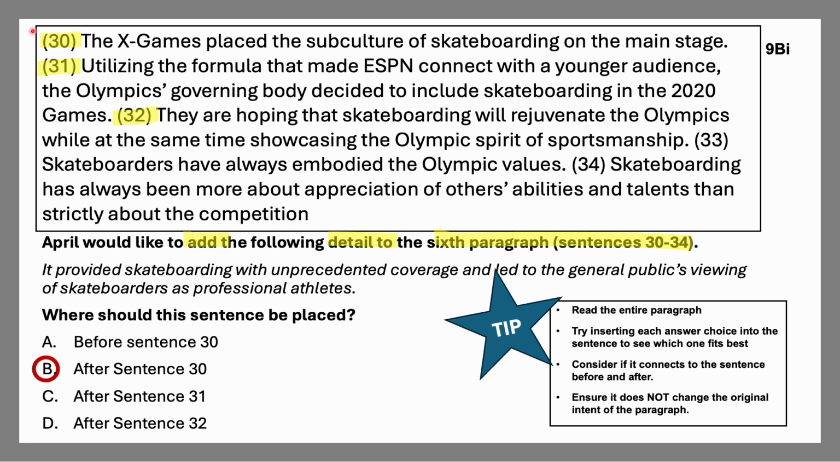So if I put it after sentence 30, so the X Games placed the subculture of skateboarding on the main stage. It provided skateboarding with unprecedented coverage and led to the general public viewing of skateboarders as professional athletes. I said yes because if we look at this pronoun, it provided skateboarding with unprecedented coverage. So what I'm thinking is I need to make sure that my pronoun antecedent agreement is correct. So something provided skateboarding with unprecedented coverage. Here, if I put it after 30, it would be the X Games. That makes sense. The X Games provided skateboarding with unprecedented coverage.